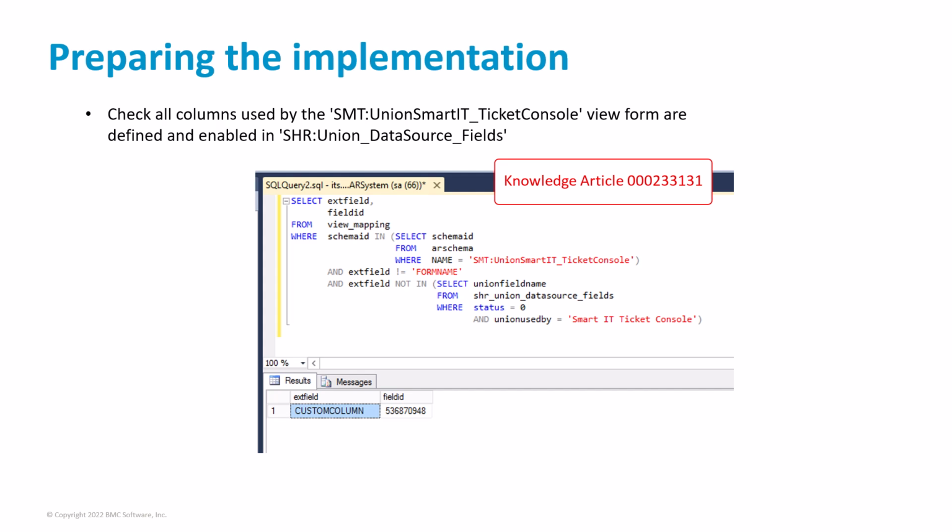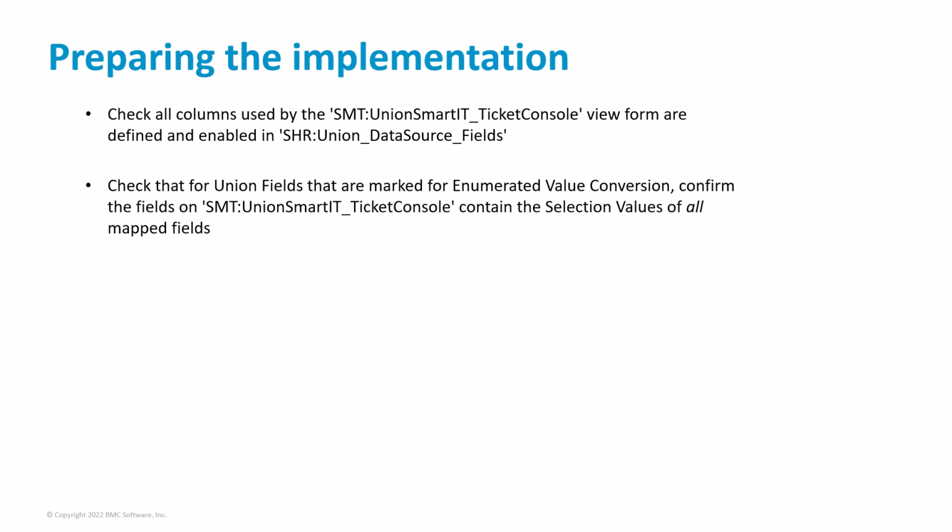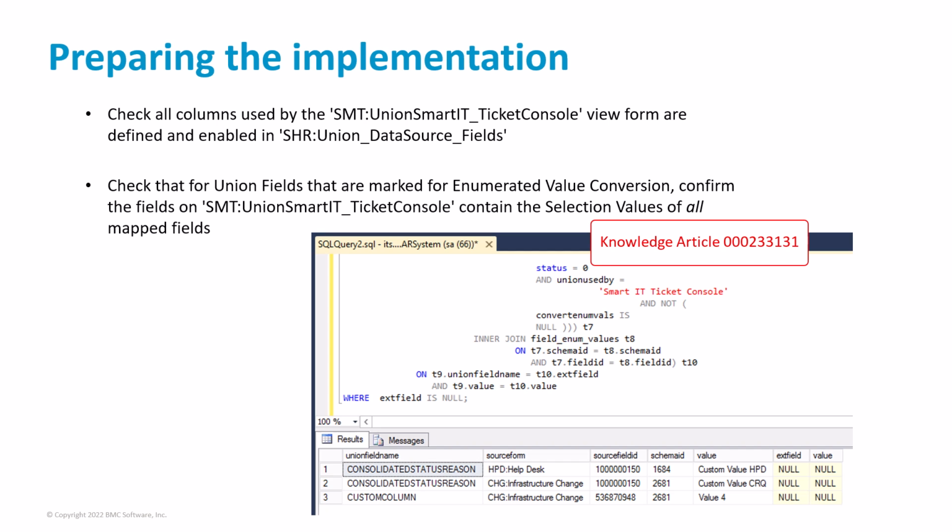Once we have confirmed that all required union fields are defined and the previous SQL returns no records, the next step would be to assure that for the union fields that are marked for enumerated value conversion, the map fields on the Ticket Console view form contain the selection values of all fields they are mapped to. SQL provided in the knowledge article can again be used to help with this. It targets union fields that are set up for enumerated value conversion and checks in AR System metadata if the selection field on the Ticket Console view form indeed contains the selection values of all the selection fields on the request forms it is mapped to. Similar to the first check, this SQL should return no records in case the setup is correct.